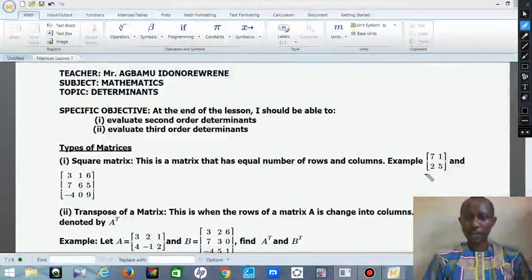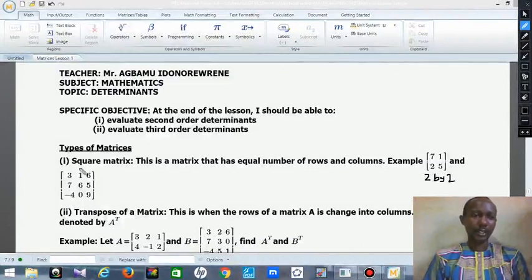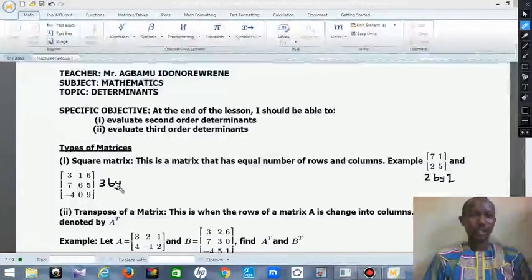And which kind of square matrix is this? This is a 2 by 2 square matrix. You can see it, a 2 by 2 square matrix, because it has two rows and two columns. Take note of that. And this example is a 3 by 3 matrix. You can see 3 rows and 3 columns. This 3 by 3 matrix is also a square matrix because the number of rows is equal to the number of columns. So take note of this.